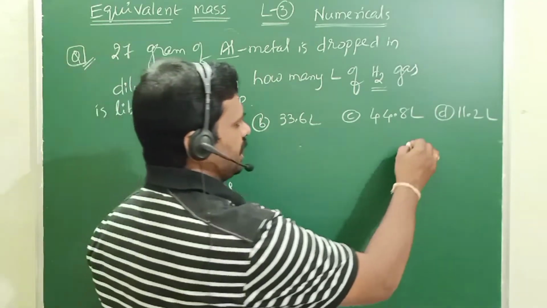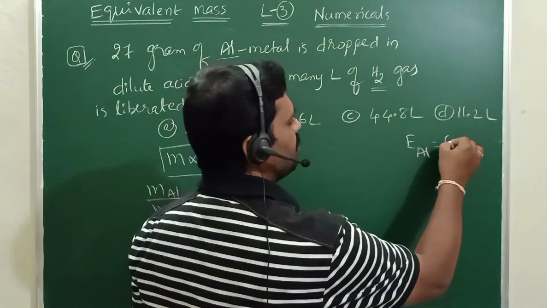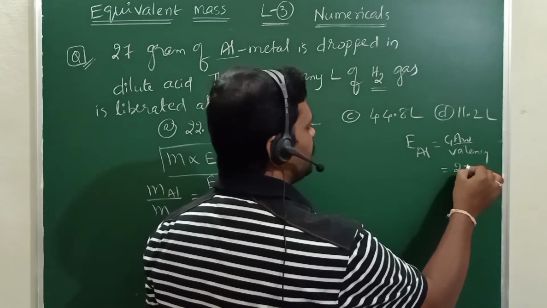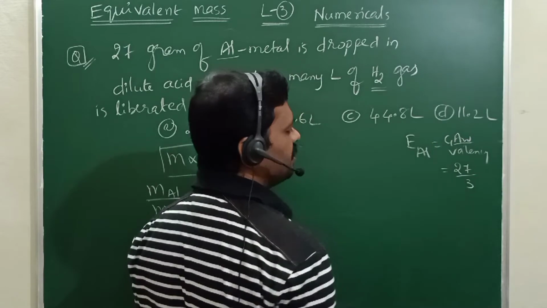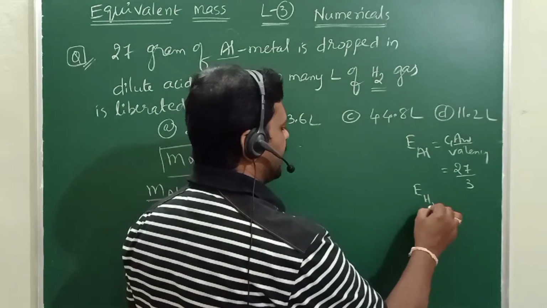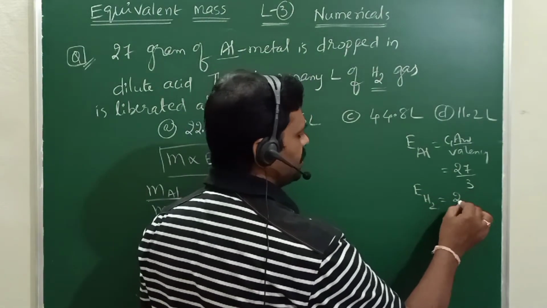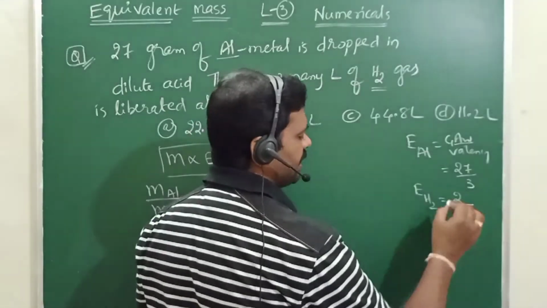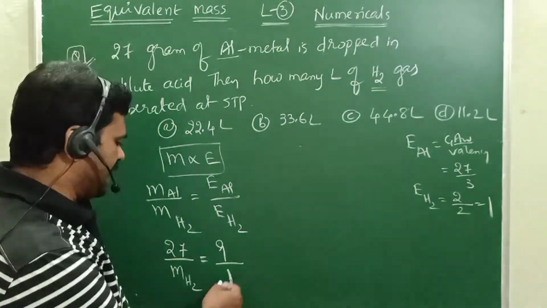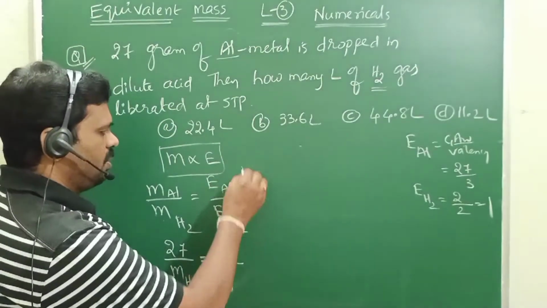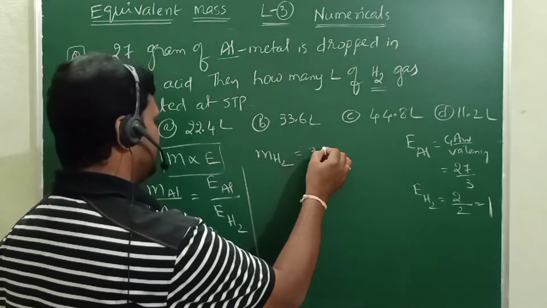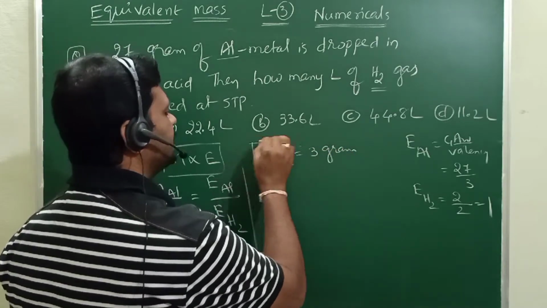Now we know that equivalent mass of aluminium is equal to gram atomic weight divided by valency. The gram atomic weight of aluminium is 27 and its valency is 3. 27 by 3 is equal to 9. In the same way, equivalent mass of hydrogen is equal to gram molecular weight 2, into plus 1, divided by 2, that is equal to 1. So hydrogen 1. If you calculate, 1s are, this is the 3s are. So the mass of hydrogen gas that is liberated is 3 grams.